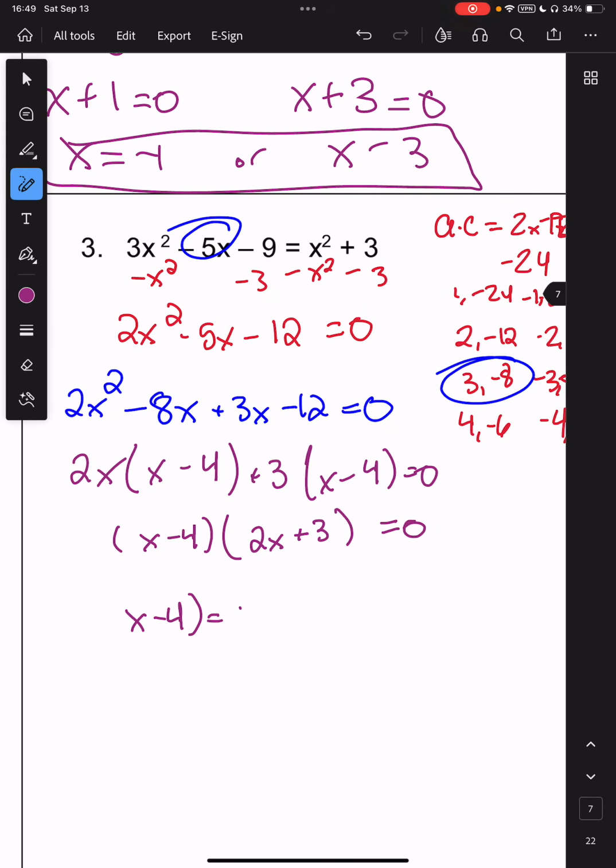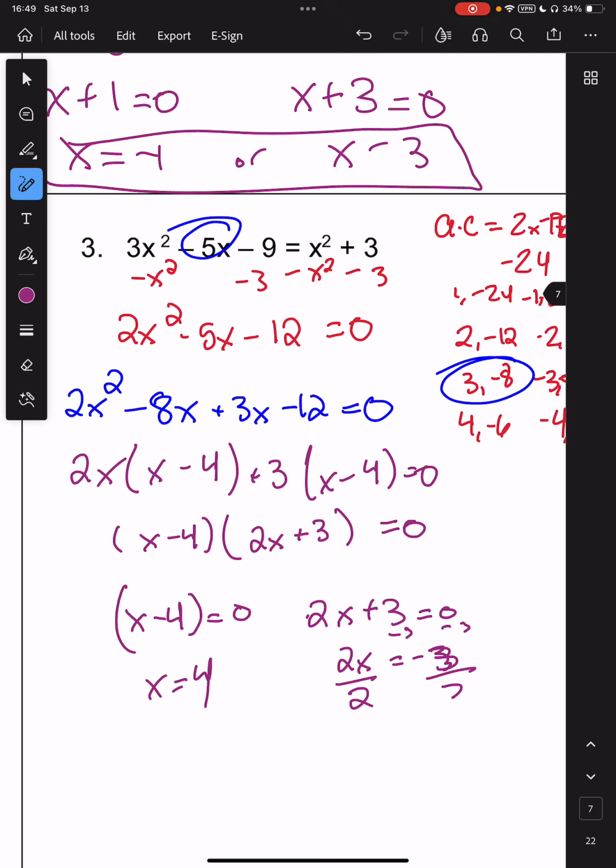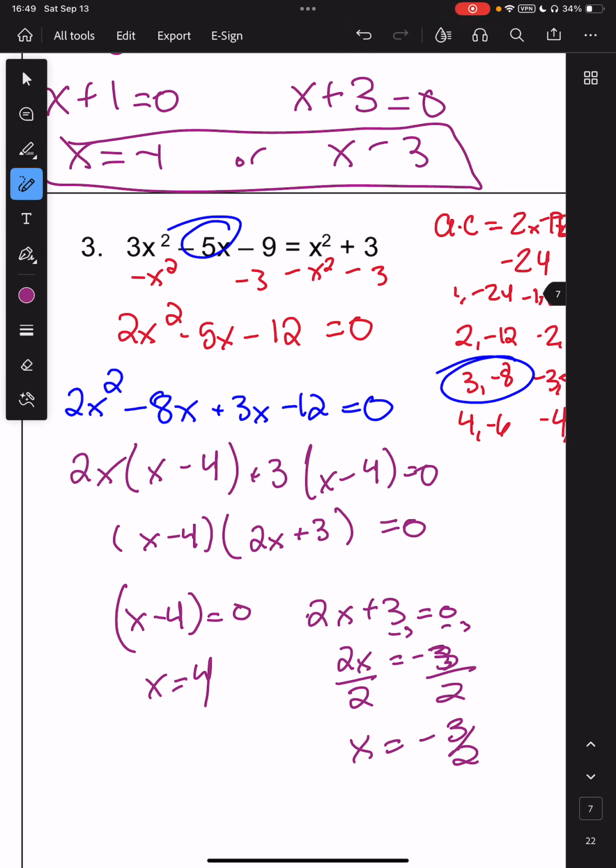X minus 4 is equal to 0. 2x plus 3 is equal to 0. X becomes just x equals 4. The 2x plus 3 becomes, we subtract 3 from both sides. We get 2x is equal to negative 3. We divide by 2. So then we get x is equal to negative 3 over 2. So our two values are x is 4 or x is negative 3 over 2.